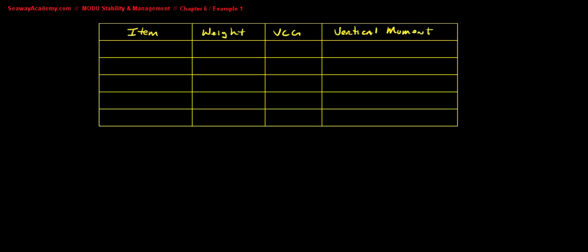In the item column, we have the rig, we have cargo that's been loaded, cargo that has been discharged, and cargo that has been shifted.